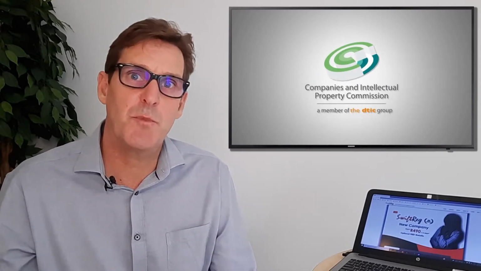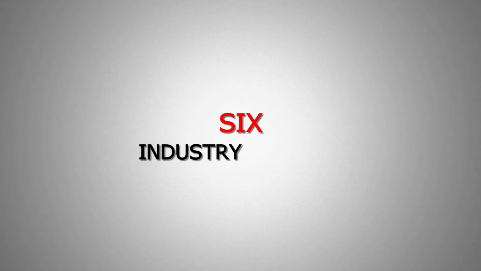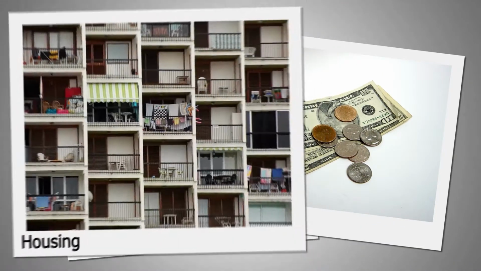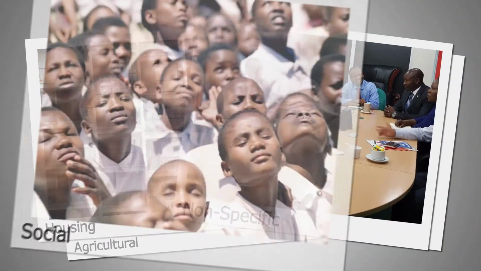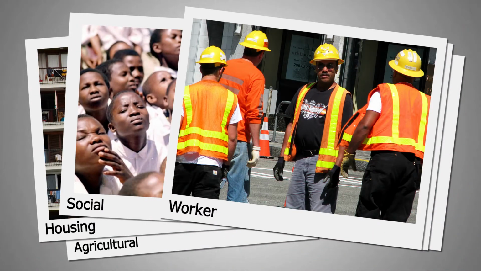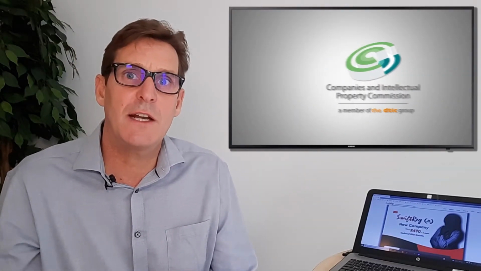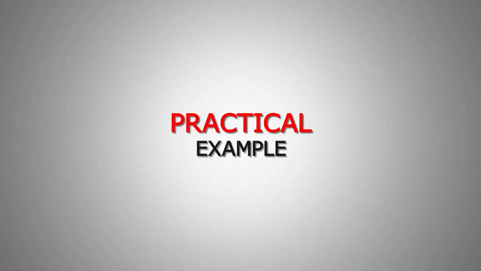CIPC has categorized primary co-ops into 6 industry sectors, namely agricultural, financial, housing, non-specific, social and worker co-ops, each with their own standard constitution already drafted by CIPC. Regardless of which category your co-op falls into, they will all operate on the same principle. So let's take a look at a practical example.